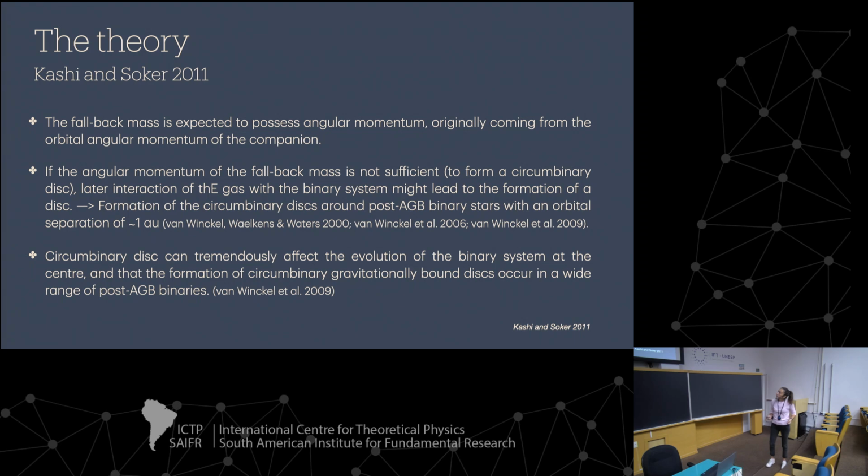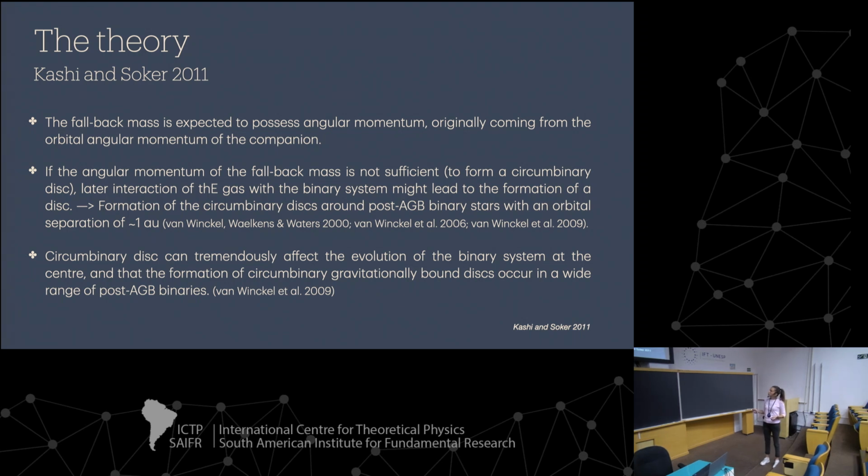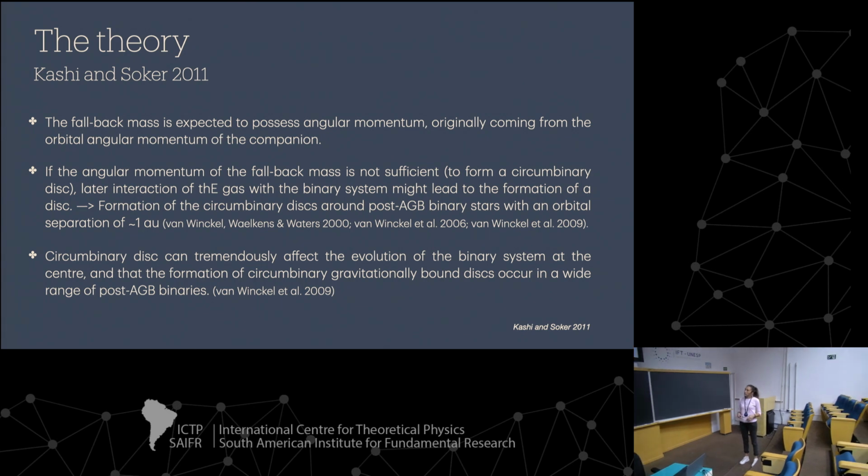The angular momentum is originally coming from the orbital angular momentum of the companion. But even if the angular momentum is not sufficient to form a disk, the interaction between the gas and the binary system will make a circumbinary disk appear around the binary. So they theorized the formation of a circumbinary disk around post-AGB binary stars with an orbital separation of more or less 1 AU.